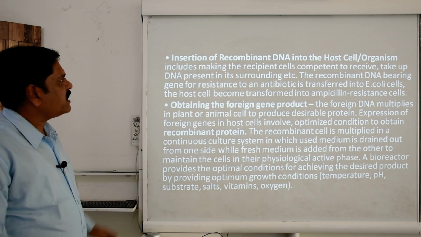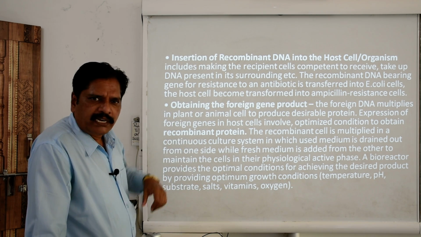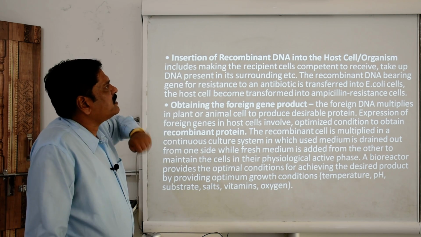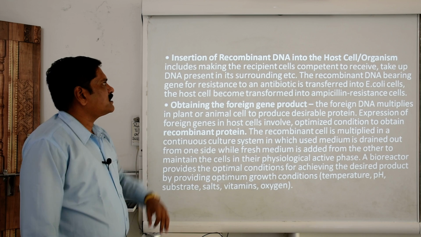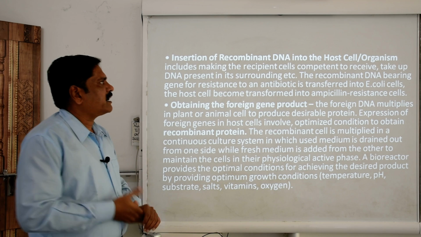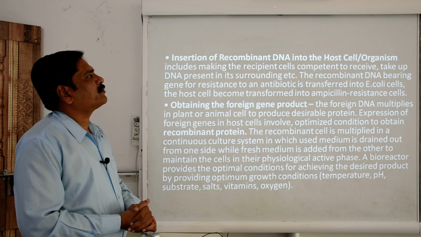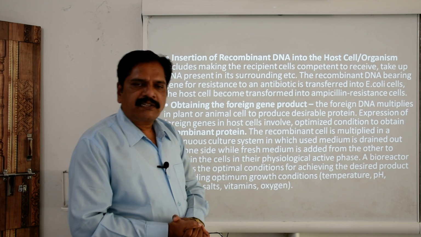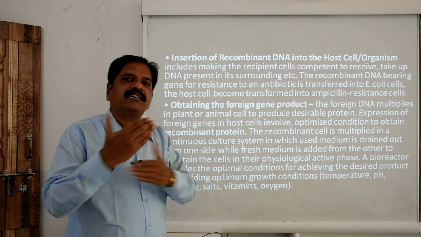Clear? Now here we have the insertion of the recombinant DNA. The DNA which we already obtained, we need to insert into the host cell. Clear? This includes making the recipient cells competent to receive. It takes up DNA present in its surroundings, and the recombinant DNA bearing genes for resistance to an antibiotic is transferred into the E. coli cell, and the host cell becomes transformed into an ampicillin resistant cell. Just like that, here we obtain this resistant cell which we already obtained as the desired one, and we already made copies. Now it entered into the host cell.